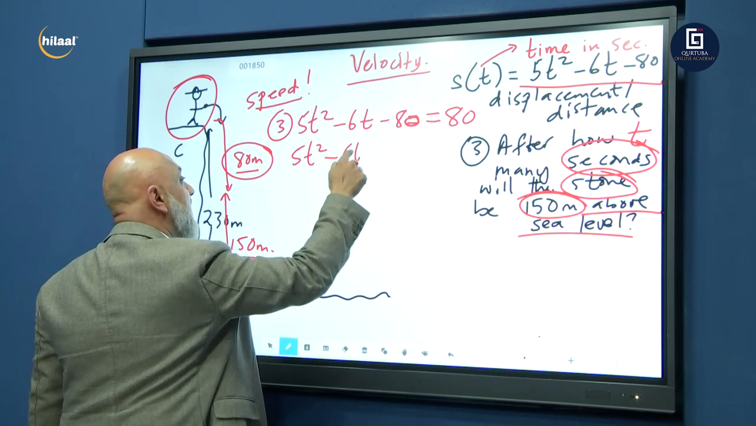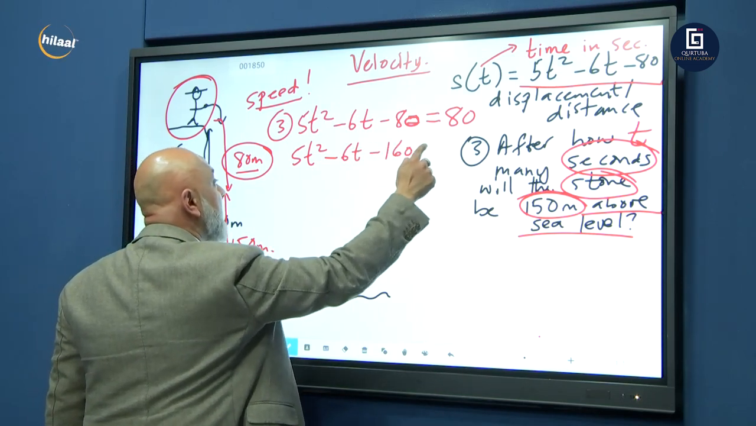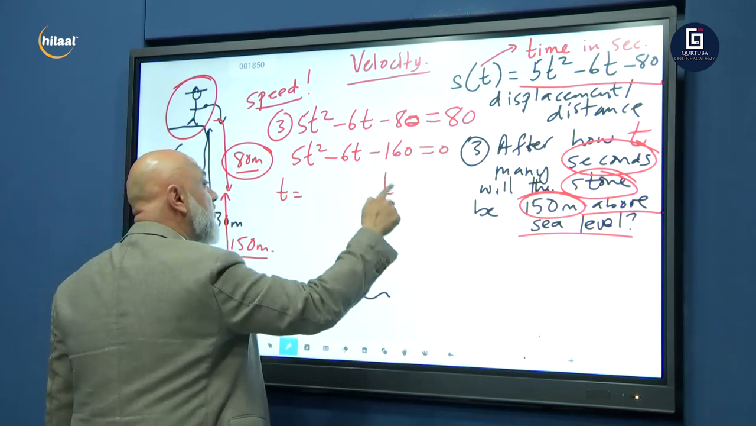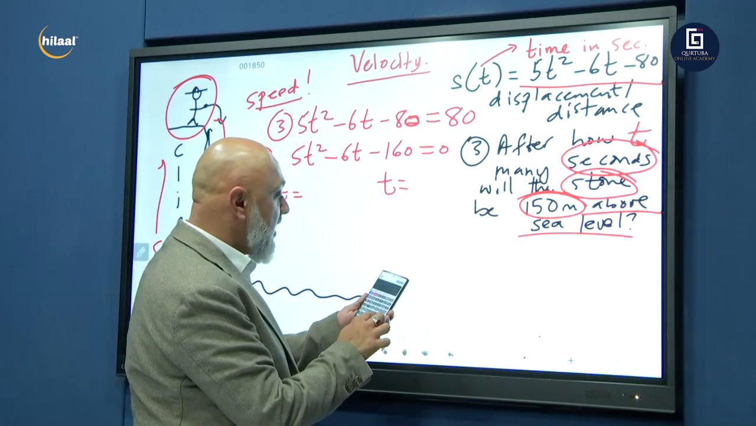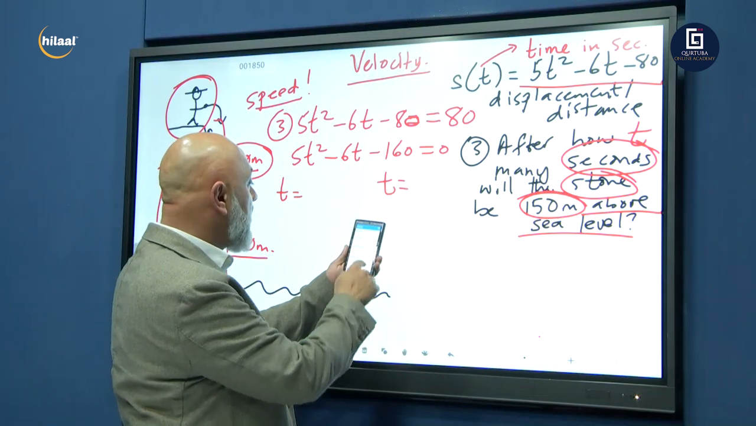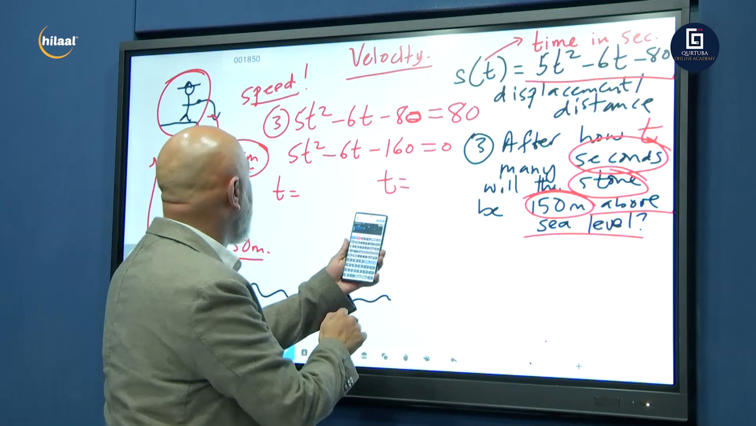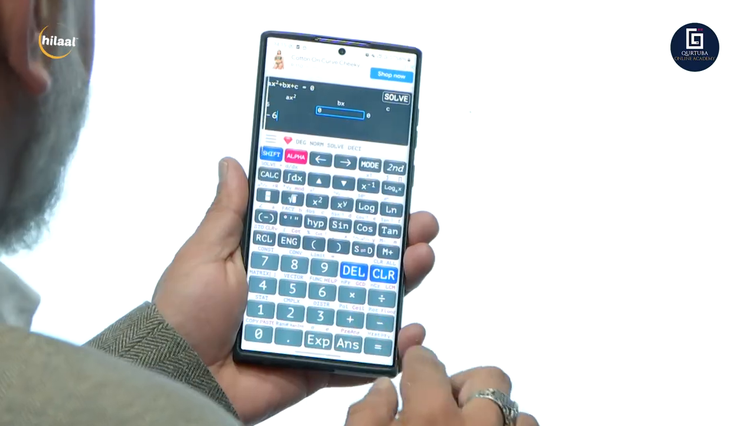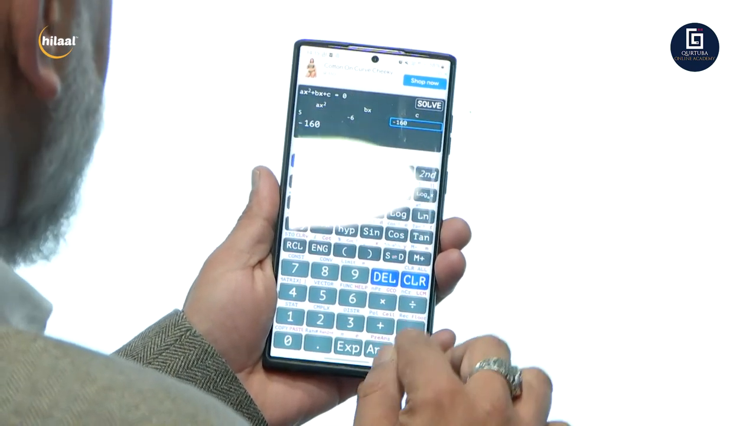5t squared minus 60t minus 80, minus 80 is minus 160, is equal to 0. So now you're going to get t is equal to, you're going to get two solutions. Let's now go to our calculators. Let's go mode, and we're going to go AX squared plus BX plus C. So now we're going to go 5 equals, negative 60 equals, we're going to go minus 160 equals equals.